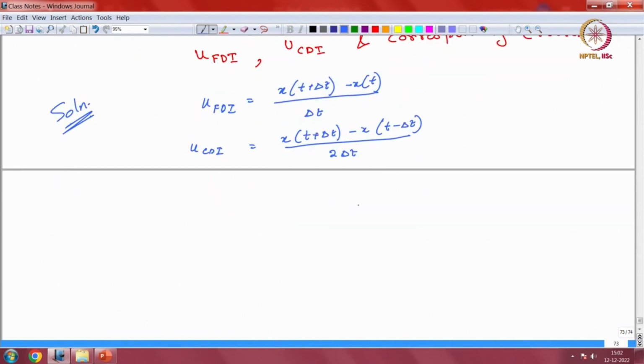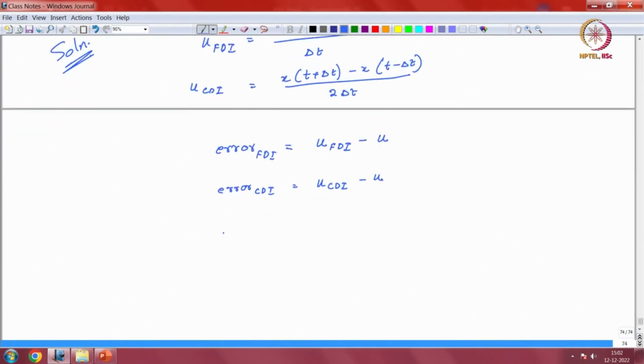Now the error in either of the two cases, so the error for the forward difference method is nothing but the estimated numerical velocity, which is this quantity, minus the actual. So you actually know the real velocity right now, so you can calculate the error exactly. And similarly for the other case, you have this as the error.